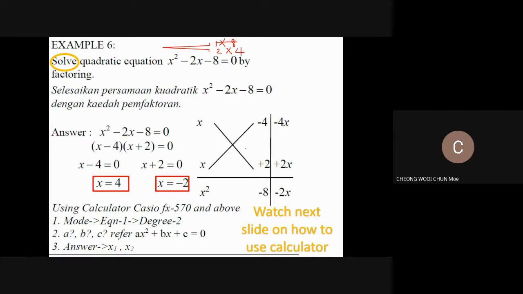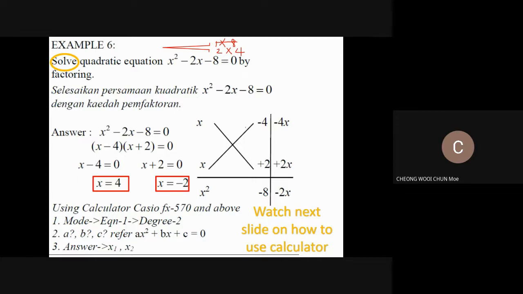So x times positive 2, positive 2x. Negative 4 times x, negative 4x. So negative, these are x, x. Negative 4 plus 2, you get negative 2. So same or not? Same, same, same.